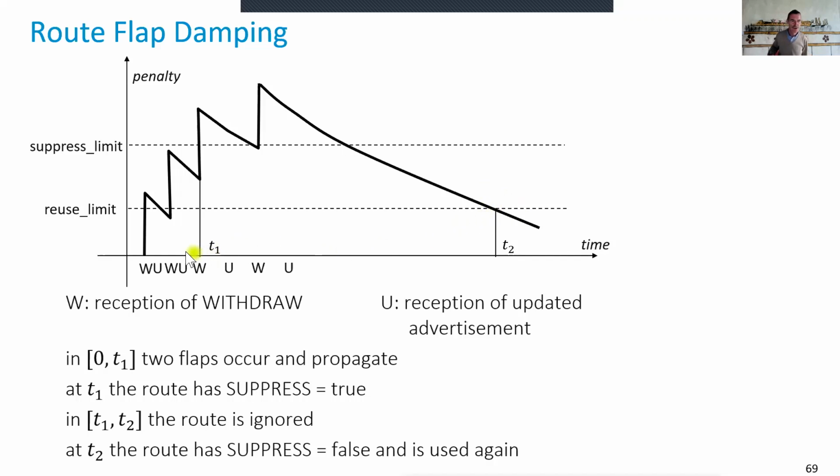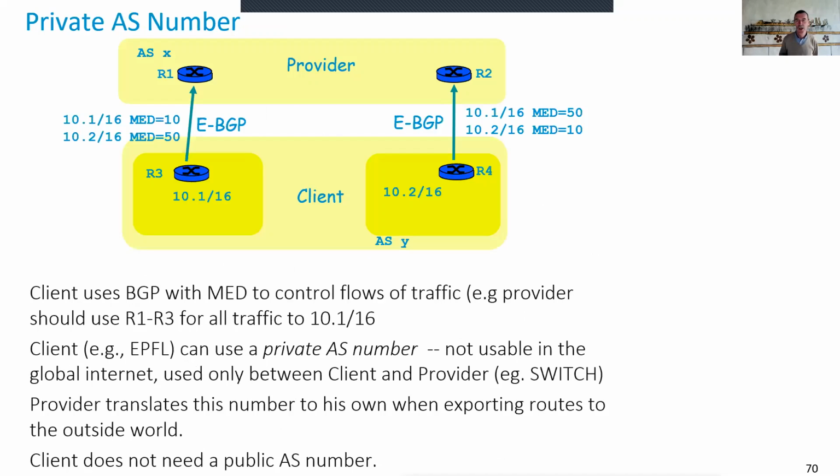So during all this interval, from T1 to T2, the route does not exist anymore, which is bad. Perhaps part of the internet is not reachable, but it's better than continuing to flap the route and informing the rest of the world about this route being up and down, up and down. So this is one of the mechanisms that every BGP router must do. We'll see a few others.